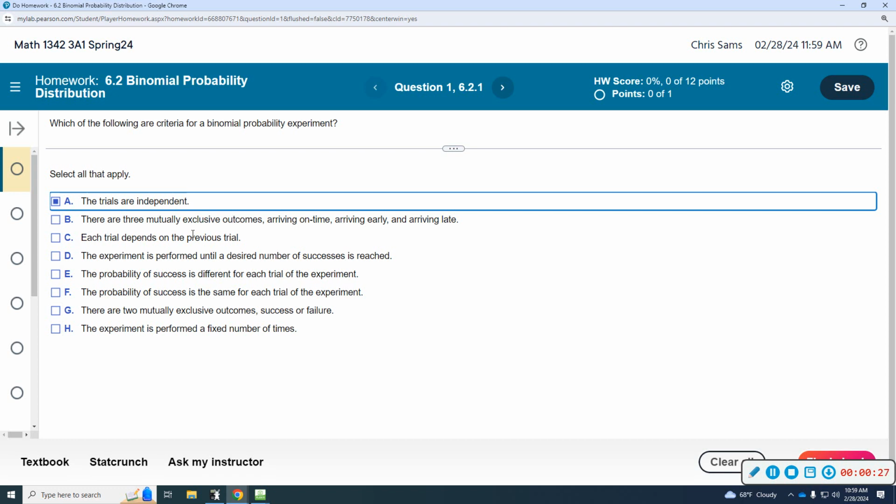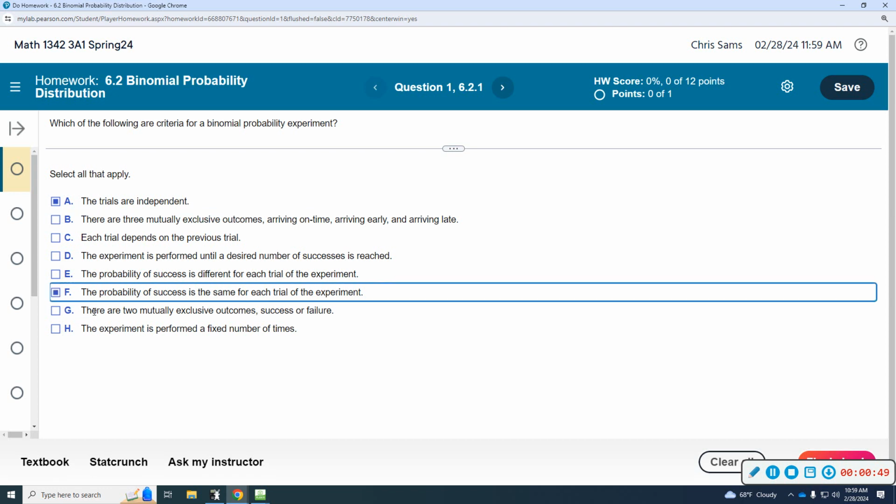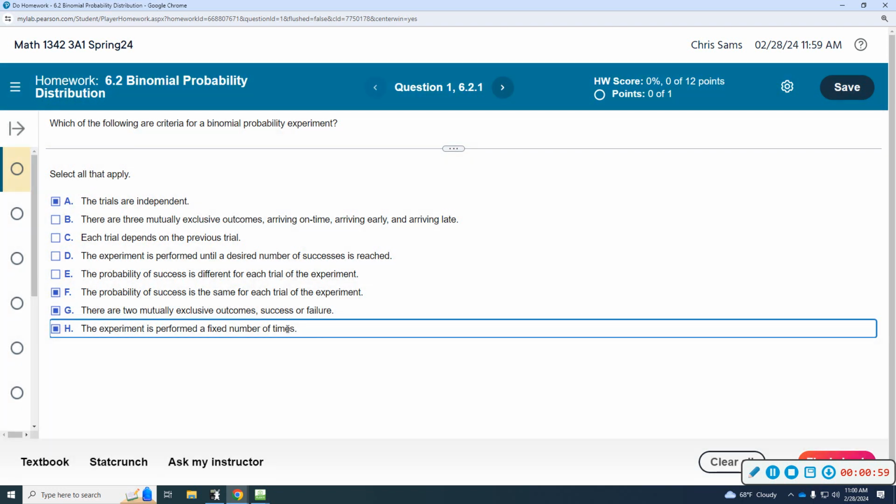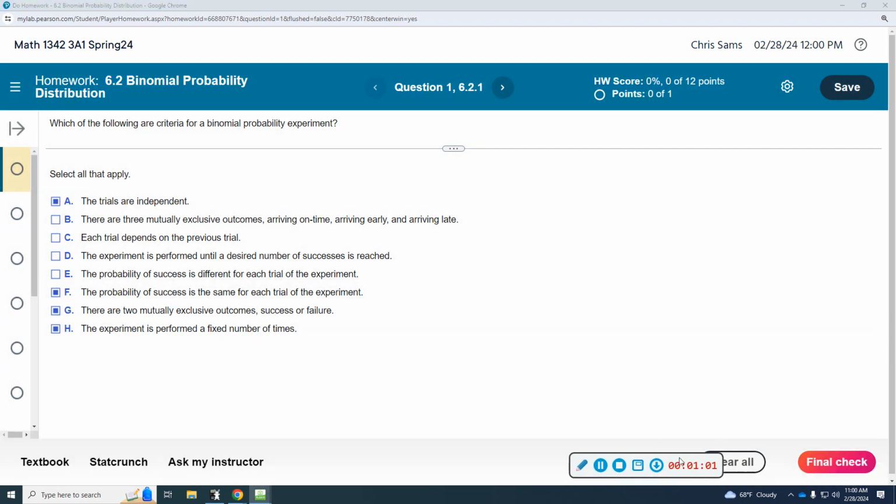Each trial depends on the previous. No, each of them is supposed to be independent. The experiment is performed until a desired number of successes is reached. No, we're going to have a fixed number of trials. The probability of success is different for each trial. No, it's supposed to be the same. So F says the probability of success is the same. Yes. There are 2 mutually exclusive outcomes, success or failure. Yes. The experiment is performed a fixed number of times. Yes. So these were the 4 properties that we saw in the text.